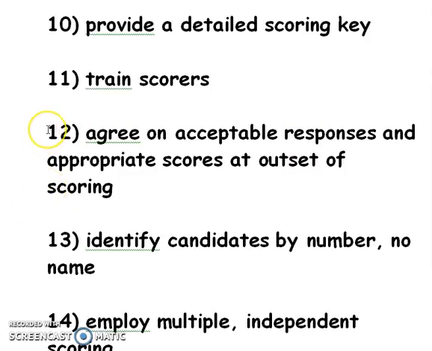Twelve, agree on acceptable responses and appropriate scores at the outset of the scoring. Otherwise, you have to inform the scorers of all the changes that you make. For example, in a closed test, some teachers will accept one answer and other teachers will not. So they have to agree.